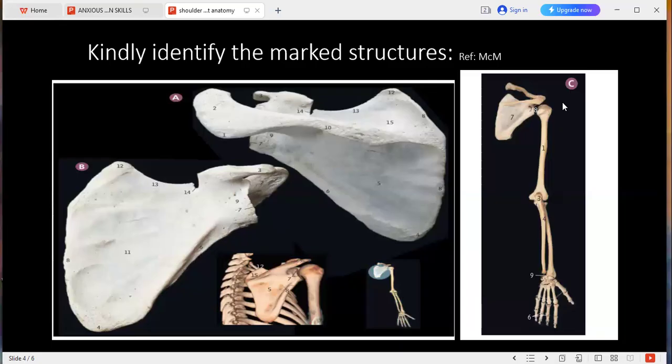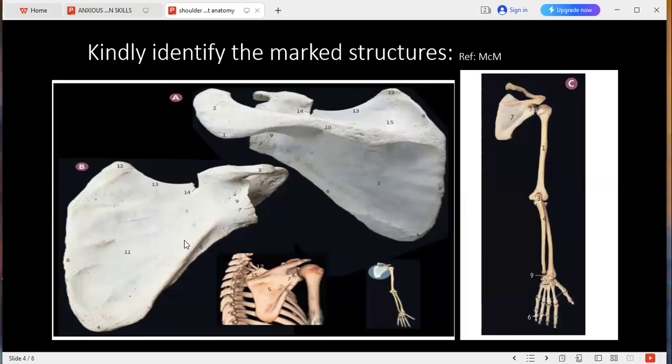What are the muscles which form the rotator cuff? There are four muscles: supraspinatus, infraspinatus, teres minor, and subscapularis. Kindly tell me the origin, insertion, nerve supply and action of teres minor. Teres minor originates from the lateral border of the scapula, is inserted into the greater tuberosity, and is supplied by the axillary nerve. Its action is lateral rotation and adduction of the shoulder joint.